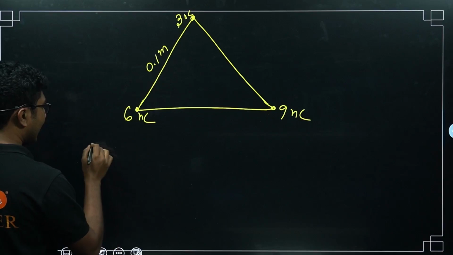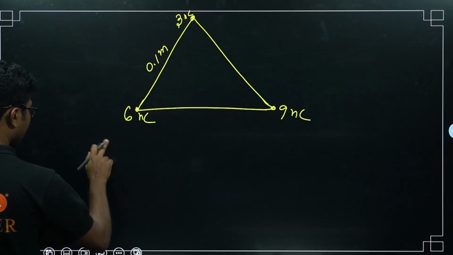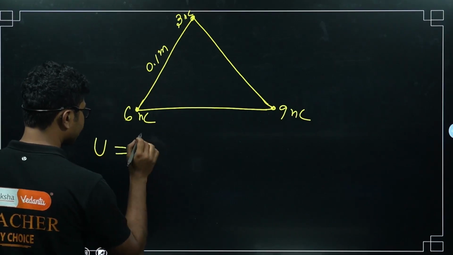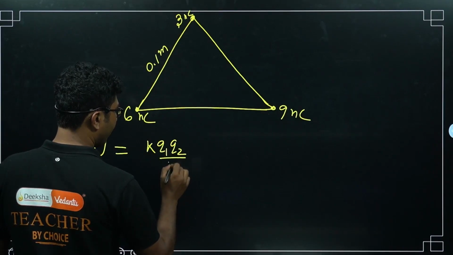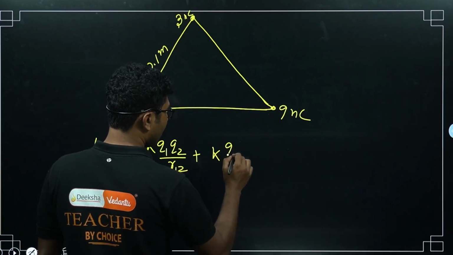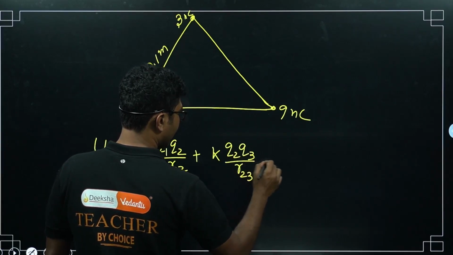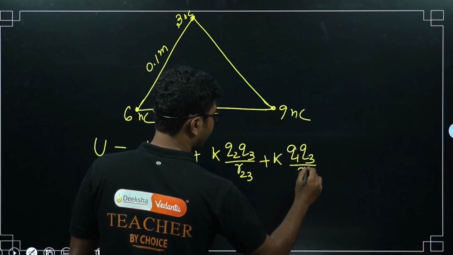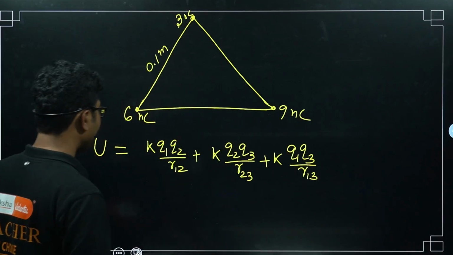Energy is given by K Q1 Q2 divided by R12, plus, for three charges, K Q2 Q3 divided by R23, plus K Q1 Q3 divided by R13. Remember, we have already done this in our previous class. So that question is based on the previous class lecture.